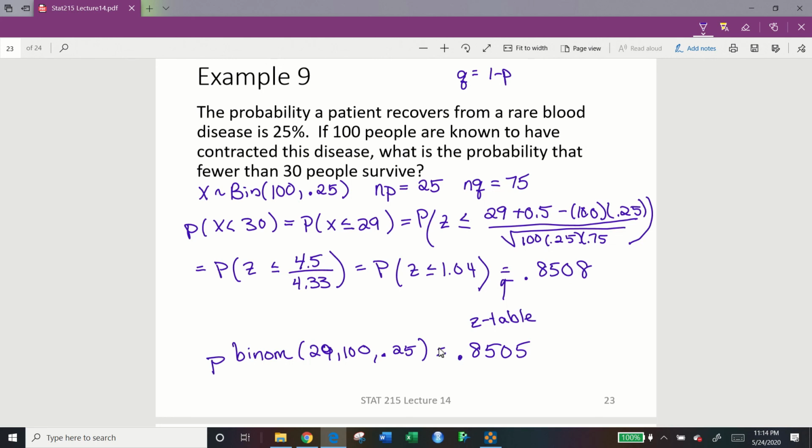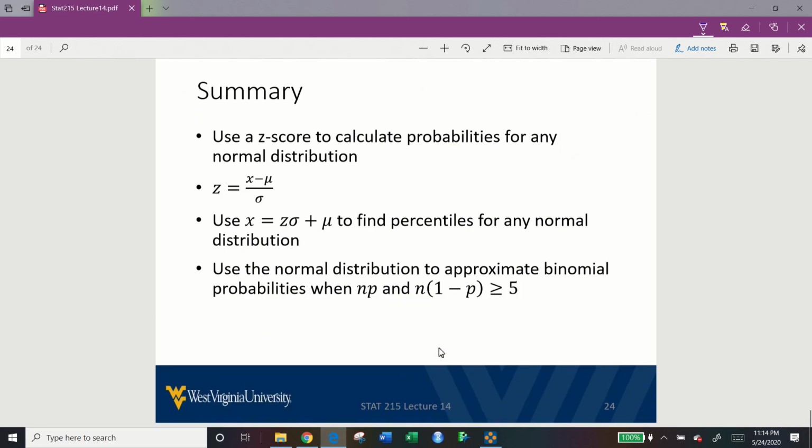Okay, so that's it. Let's just summarize what we've done in this class, and then that will be the end of this lecture. So what have we done? Well, first we used a z-score to calculate probabilities for any normal distribution. We talked about how to calculate the z-score, being z equals x minus mu over sigma. We then rearranged that z-score formula to get x equals z multiplied by sigma plus mu to find percentiles for any normal distribution. And then last but not least, we used the normal distribution to approximate binomial probabilities when np and nq were greater than or equal to 5.